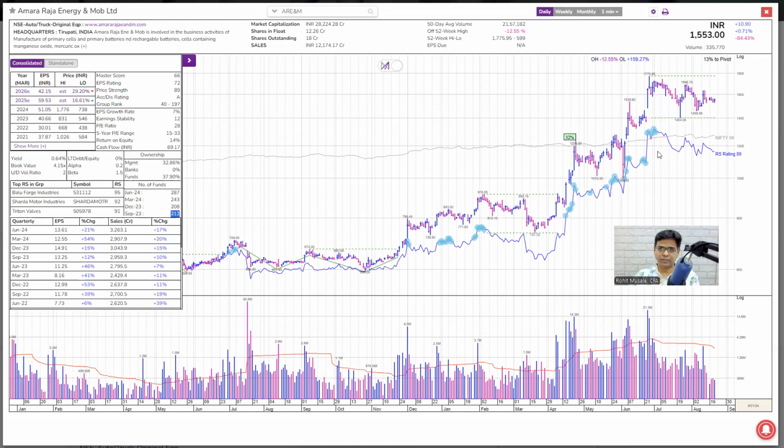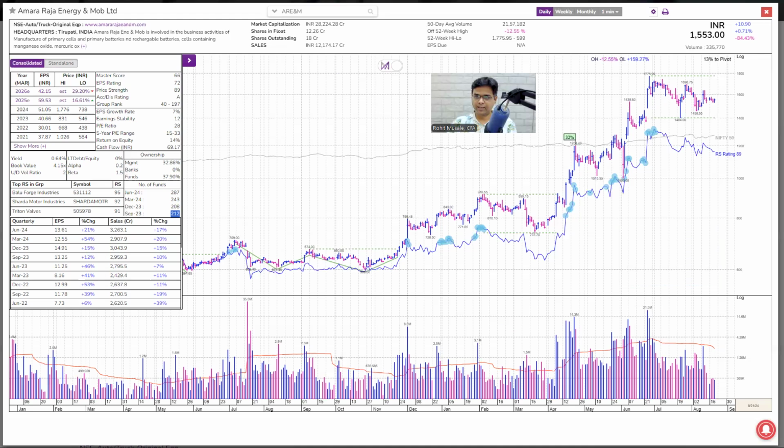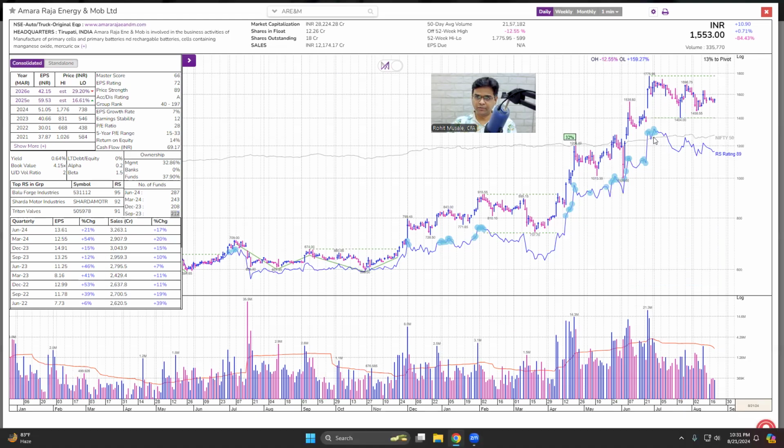If you look at this relative strength line, it compares the performance of the stock with the Nifty. You see this gray color line, that gray color line is the Nifty 50. As you can see in the base, the line has been slightly rising or flat. But in this case, it is going down. That is, the stock is going down.